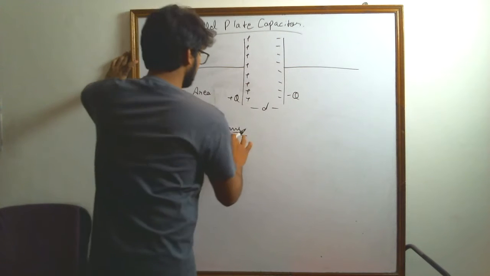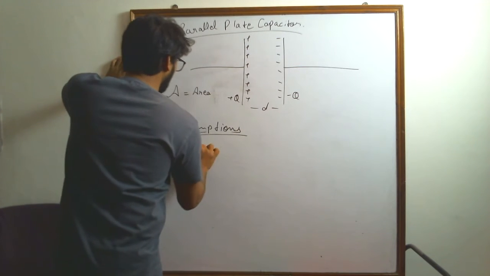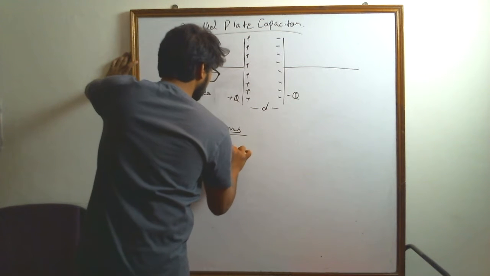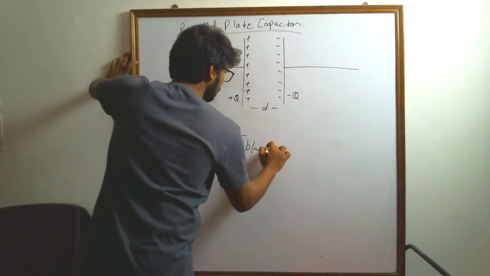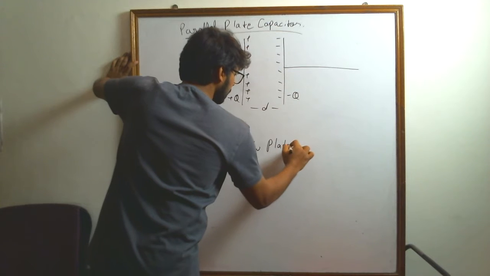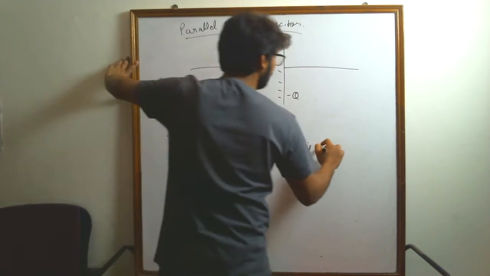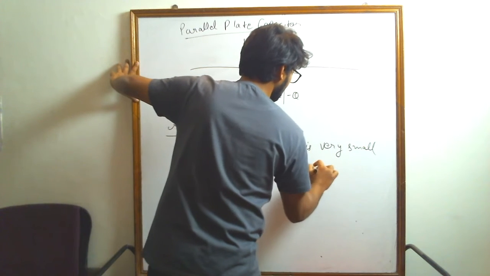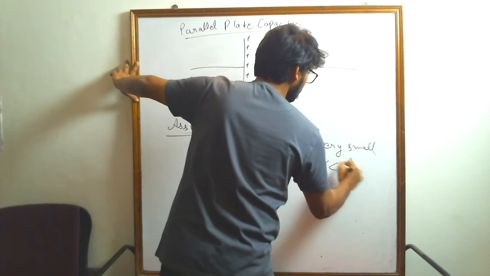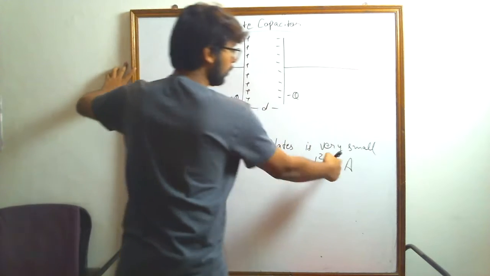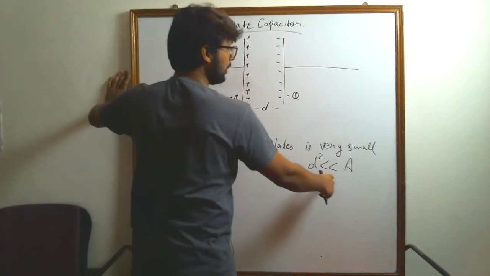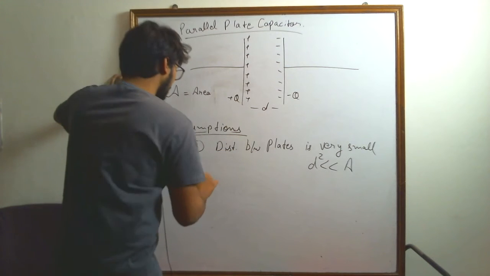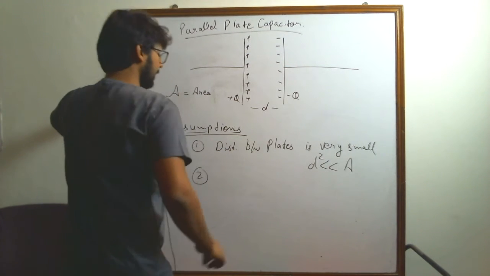Two assumptions that are there are: one, the distance between plates is very small. That is, d square is very small compared to A, which is the area. Okay, I'll come to why it's important in a second.